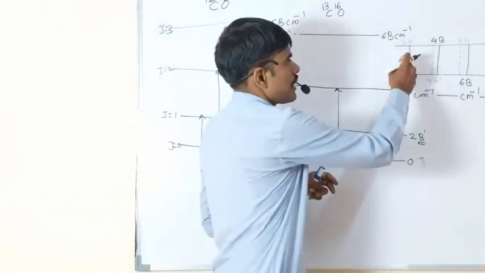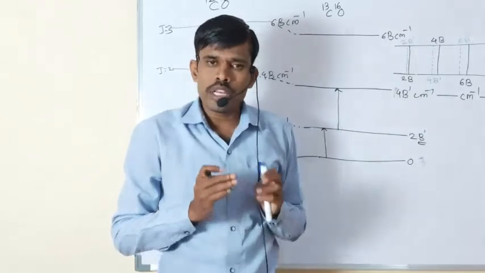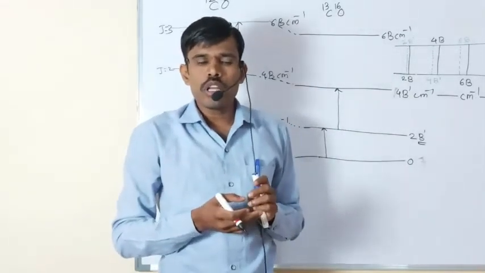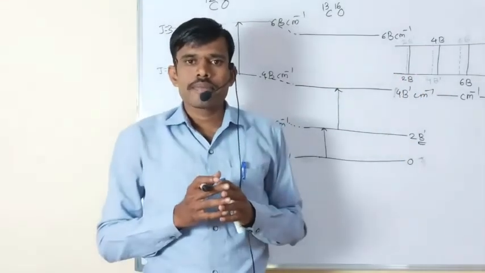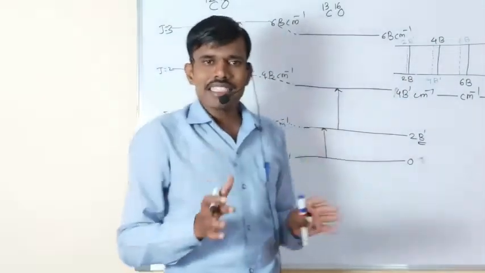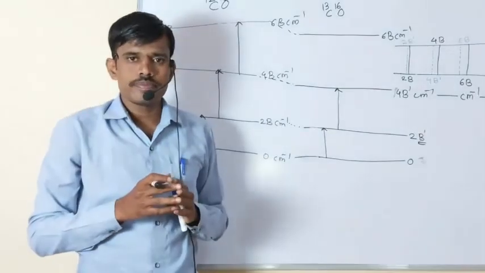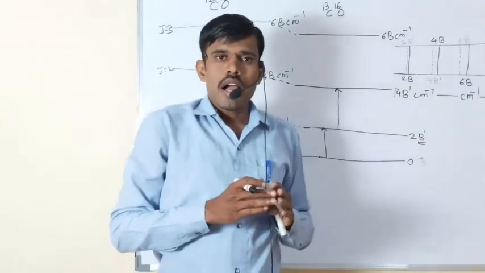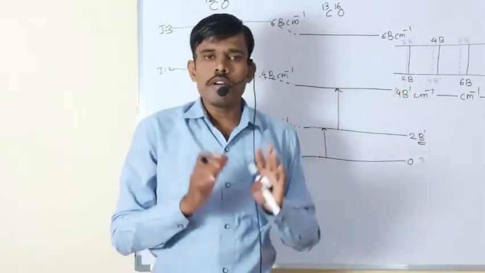So this blue line is for the molecule after replacement of carbon 12 with carbon 13, and black lines are observed due to the transitions in the original carbon monoxide molecule. So this is the isotopic effect observed on the rotational spectra of a molecule.